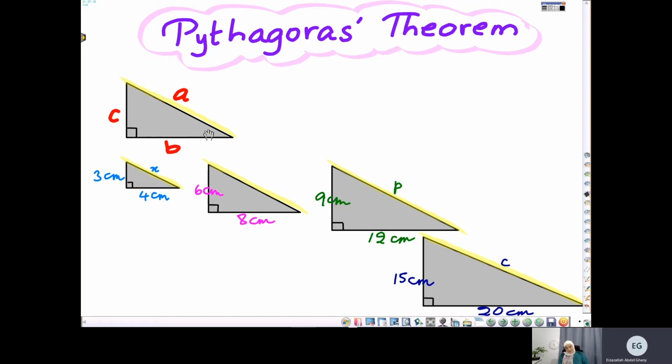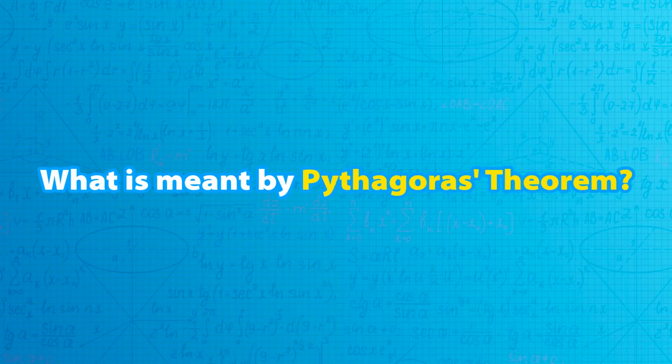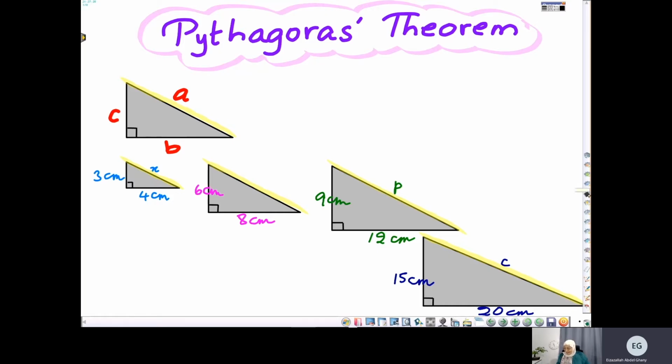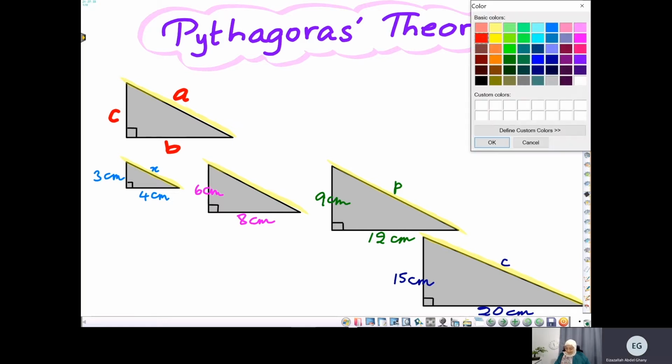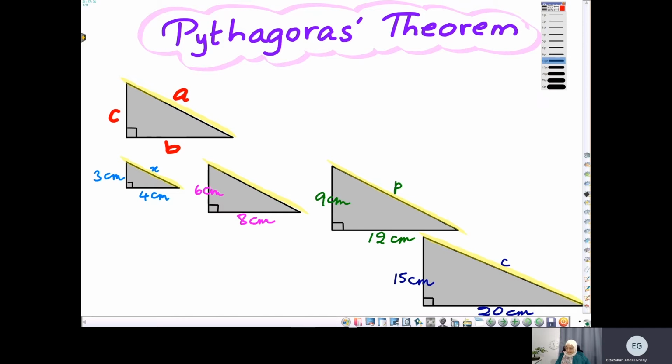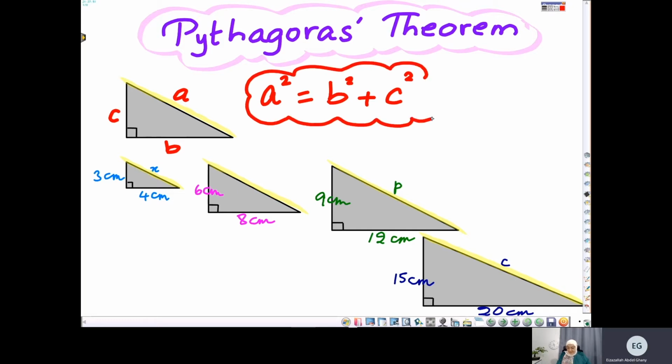Because if an acute angle is measured here, or is needed or given, this means you will use SOHCAHTOA. But if no acute angle is given nor required, it's Pythagoras theorem. Pythagoras theorem states that there is a relation between the three sides: the hypotenuse squared is equal to the sum of the squares of the two shorter sides.